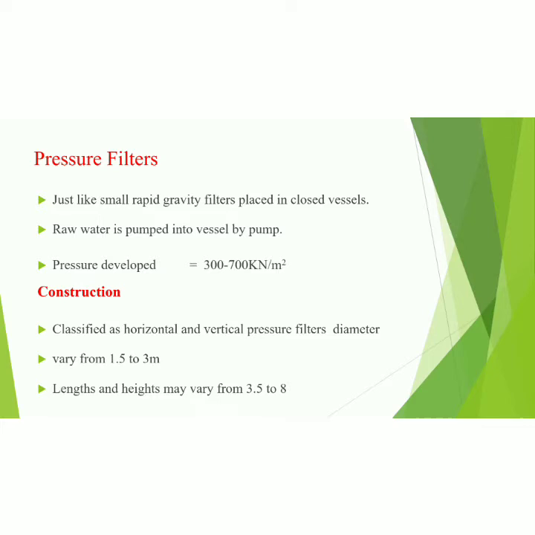So pressure filters are just like small rapid gravity filters placed in closed vessels, and raw water is pumped into the vessel by a pump, and pressure developed is around 300 to 700 kN per meter square. And construction is classified as horizontal or vertical pressure filters. Diameter varies from 1.5 to 3 meters, and lengths and heights may vary from 3.5 to 8 meters.